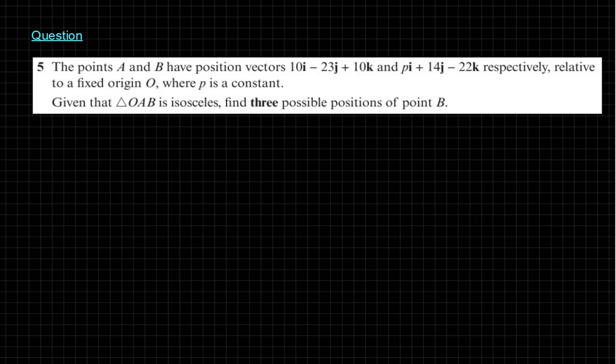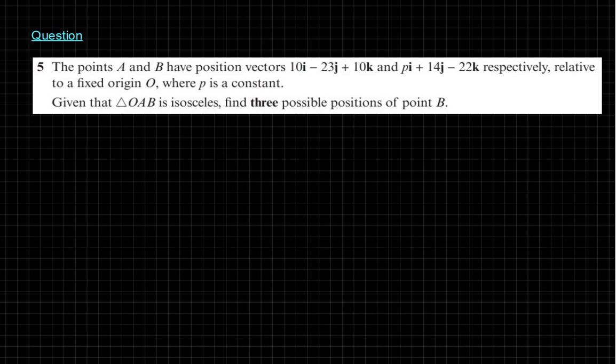So have a go at this question yourself first. This is quite an interesting one. You've got 2 points, and you need to find what are the possible positions that the third point could be, which would make OAB isosceles.